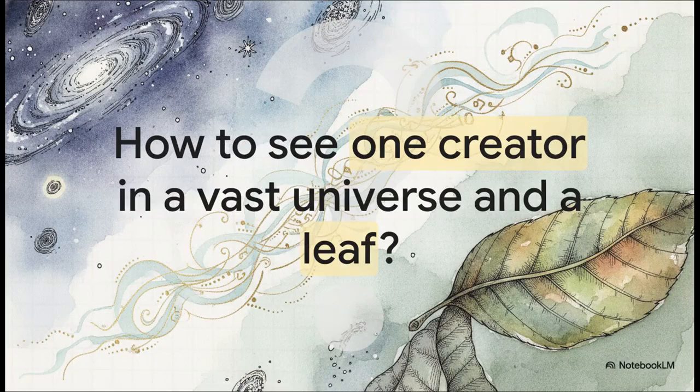And that right there brings us to our central mystery for today. How in the world can you look at a vast, boundless universe and then look at that single leaf and see the exact same creator in both? How do we possibly bridge that unimaginable gap between the cosmic scale of the stars and that tiny, fragile object resting in your hand? It's a massive question, but the source text we're breaking down today actually gives us a really brilliant framework to figure it out.